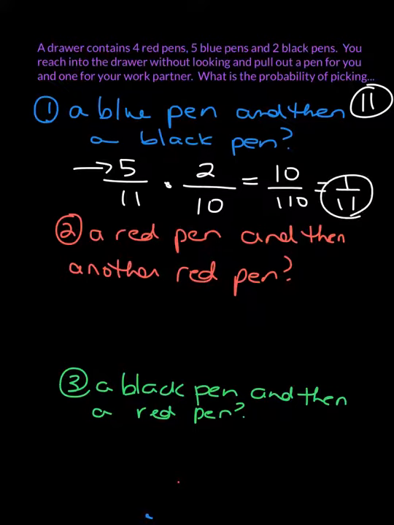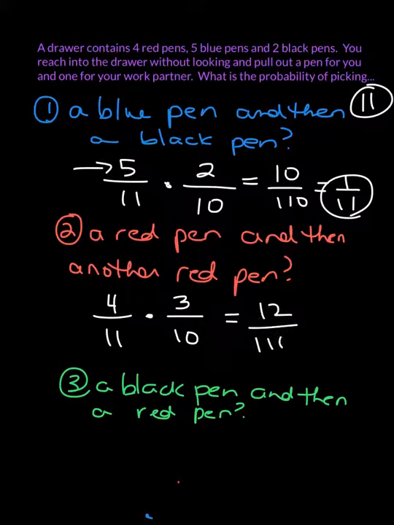In our next scenario, we're looking to see what the probability of picking a red pen and then another red pen. So again, we have 4 red pens, so that's our favorable outcomes, over our total, again there are 11 pens in the drawer, times, now I already have a red pen in my hand, so now there's only 3 left in the drawer that are red and 10 total pens. So I multiply across and I get 12/110, which simplifies to 6/55.